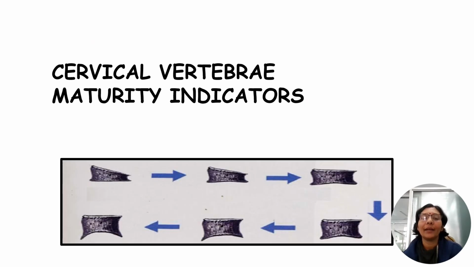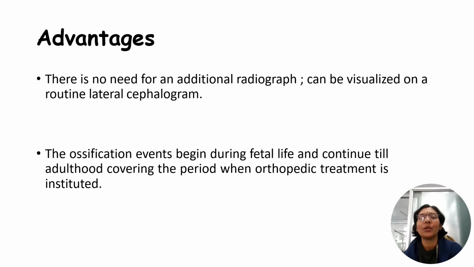Okay, now coming on to cervical vertebrae maturity indicators. It was initially Lamparski who had given them, then they were modified by Hassel and Farman. The main advantage of cervical vertebrae maturity indicator is that you don't have to take any additional radiograph. As we all know, for any fixed orthodontic treatment, we need certain essential diagnostic aids. Among that, lateral cephalogram is one. Whoever is coming for fixed orthodontic treatment, we have to take this lateral cephalogram, and that same lateral cephalogram we can use for assessing the growth status of an individual.